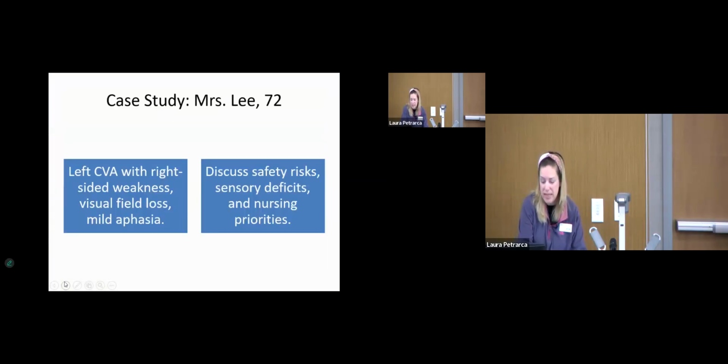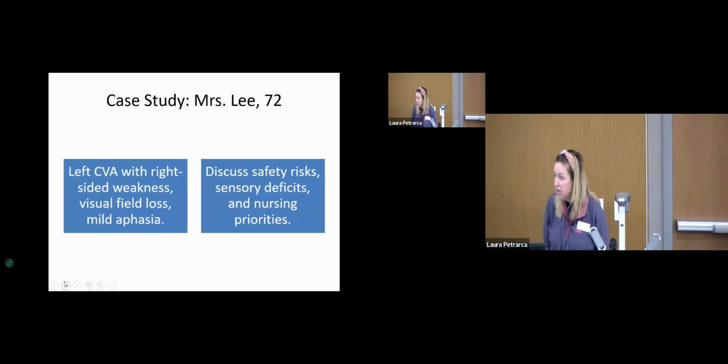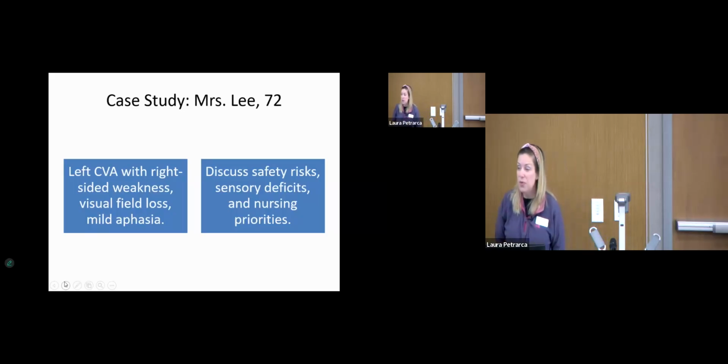So we're going to talk about Miss Lee, a 72-year-old female who's had a left-sided stroke with right-sided weakness, visual field loss, and mild aphasia. So what do you guys think some of the safety risks would be for her? You could just yell them out. What's she going to be at risk for? She's got right-sided weakness, so what does that put her at risk for? Falls, yes. And she has aphasia, so what does that put her at risk for?